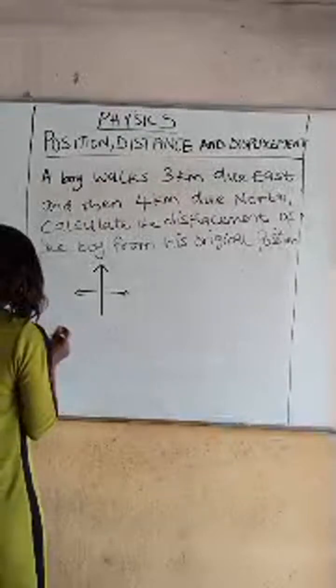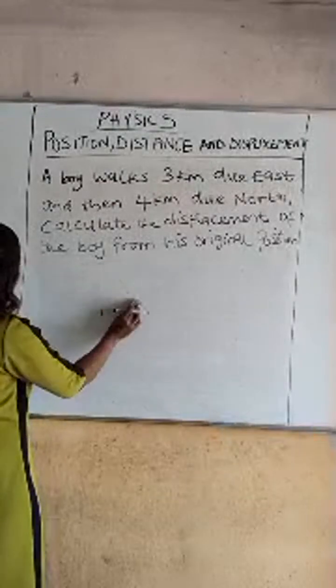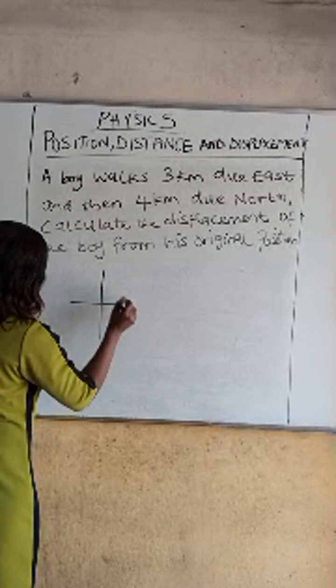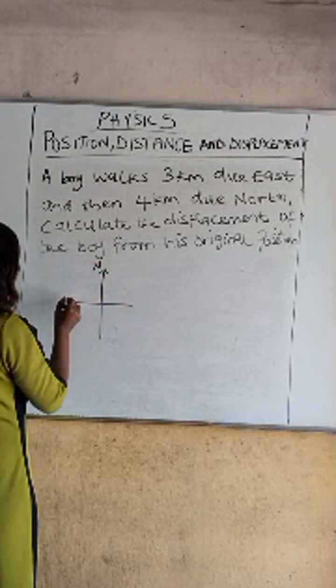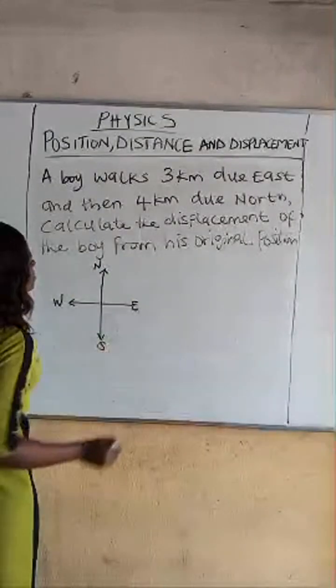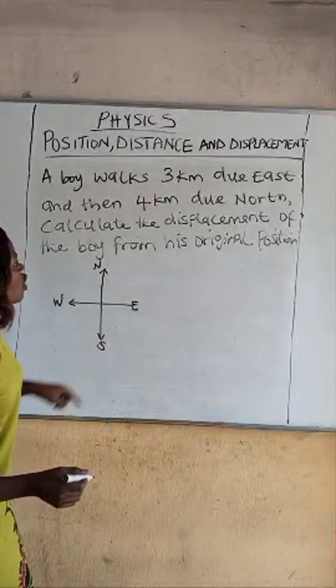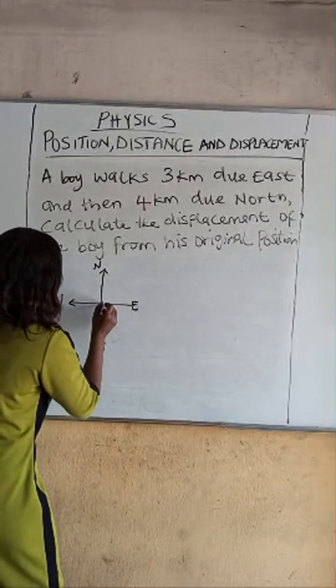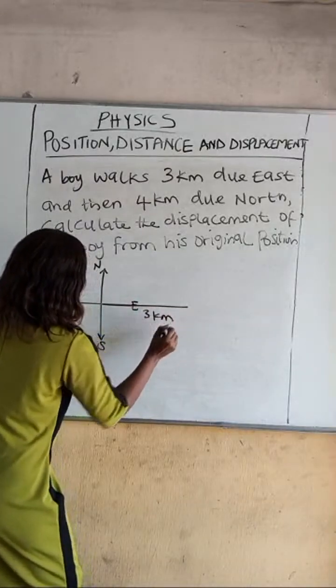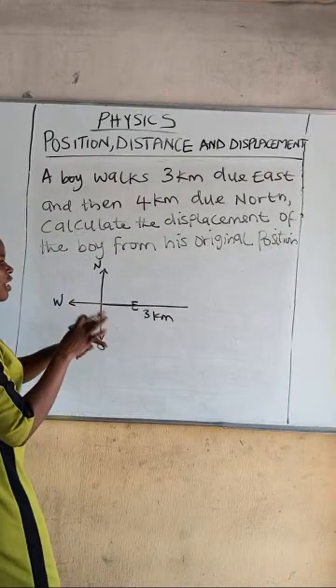Okay, let me draw a bold one so that you can see it clearly. This is north, west, south, and east. Now, if the boy walks 3 kilometers due east, on the east, the boy walks how many kilometers? 3. So this is 3 kilometers, right? That is on the east. That is what I mean by due east.